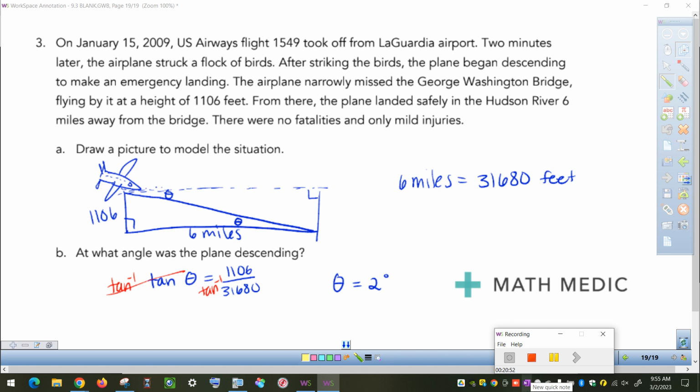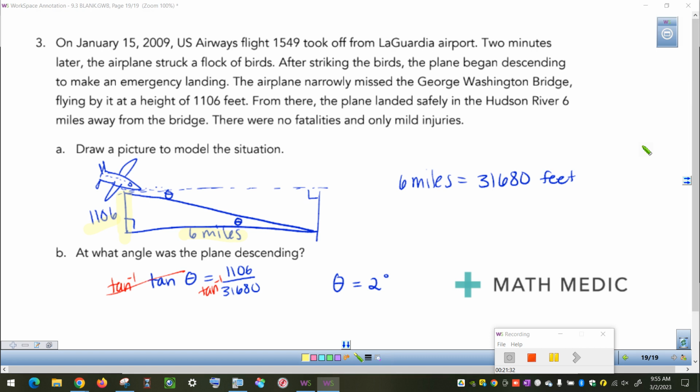All right, so let's take a look at this scenario in the last problem. It's giving us information again about this flight that happened back in 2009, and it says that the flight was flying by the George Washington Bridge at a height of 1,106 feet. From there, the plane landed safely in the Hudson River 6 miles away from the bridge. So this point right here is the bridge. The plane landed 6 miles away, so we're going to label that distance across the bottom as 6 miles. So here we have a picture that is modeling our scenario.